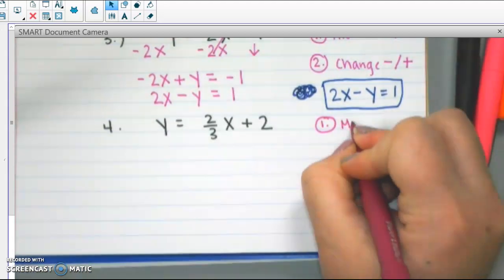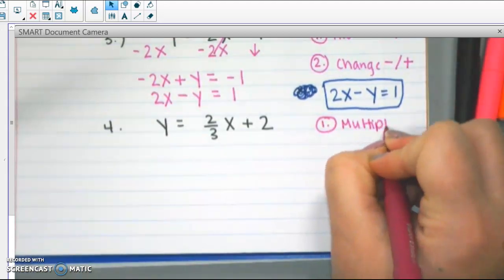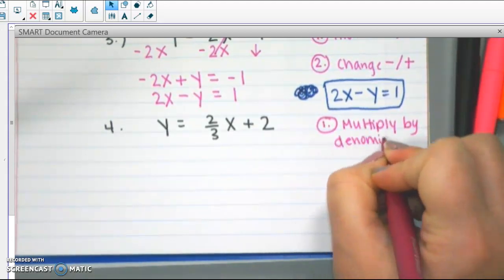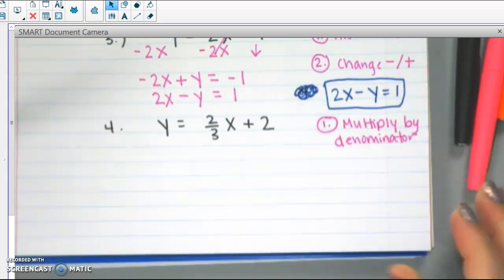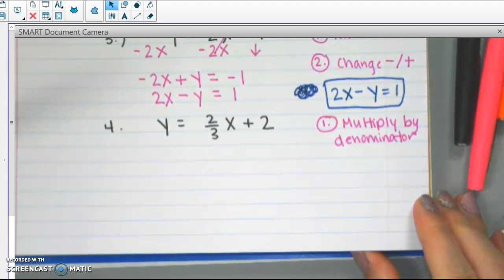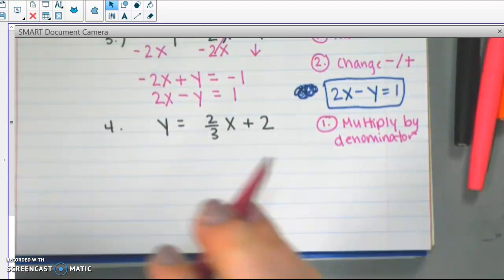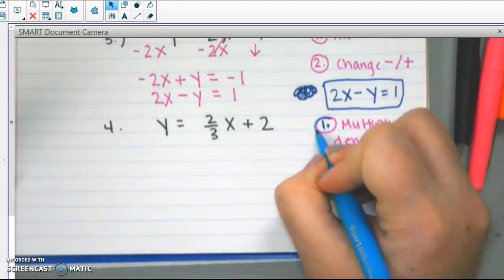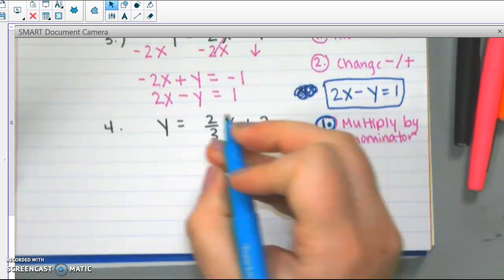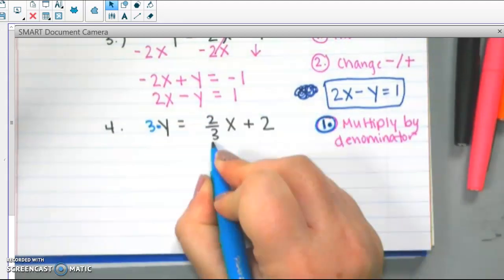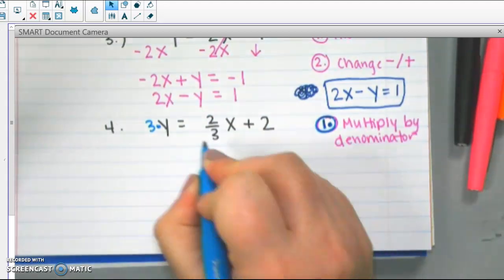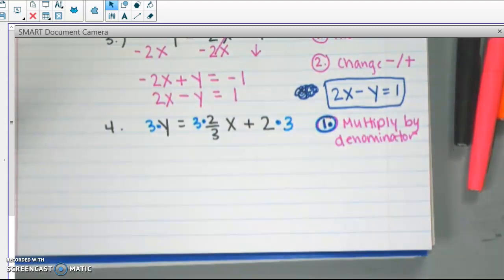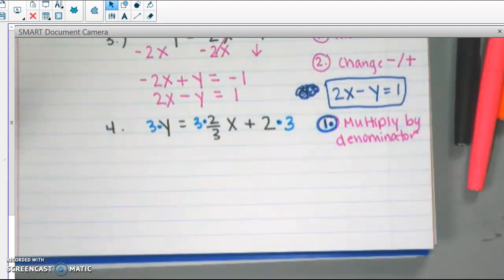The first thing that we need to do is multiply by the denominator. Multiplying everything by the denominator will cancel out the fraction. So I'm going to do that in blue just so it starts to stand out a little bit. All right, so that means my denominator is 3. That's the bottom part of the fraction. So I have to multiply that by 3, and that times 3. All of it, every single piece, all 3 pieces.